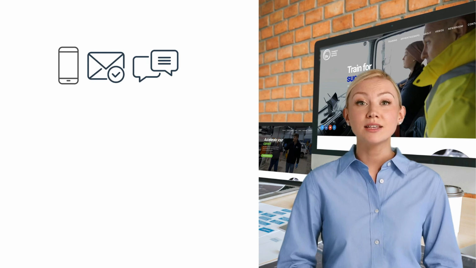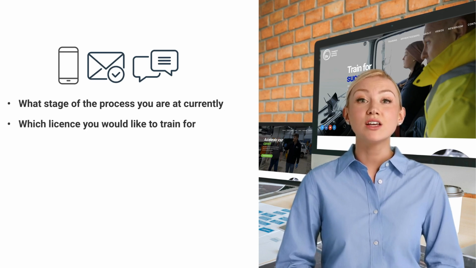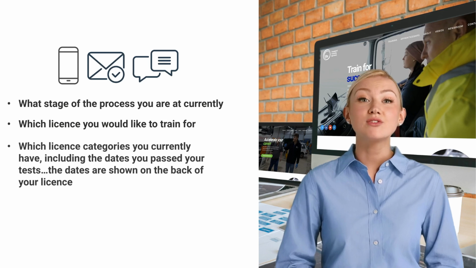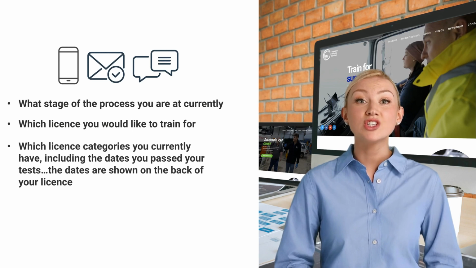Before calling, please be prepared with the following information: what stage of the process you are at currently, which license you would like to train for, which license categories you currently have, including the dates you passed your tests. The dates are shown on the back of your license.